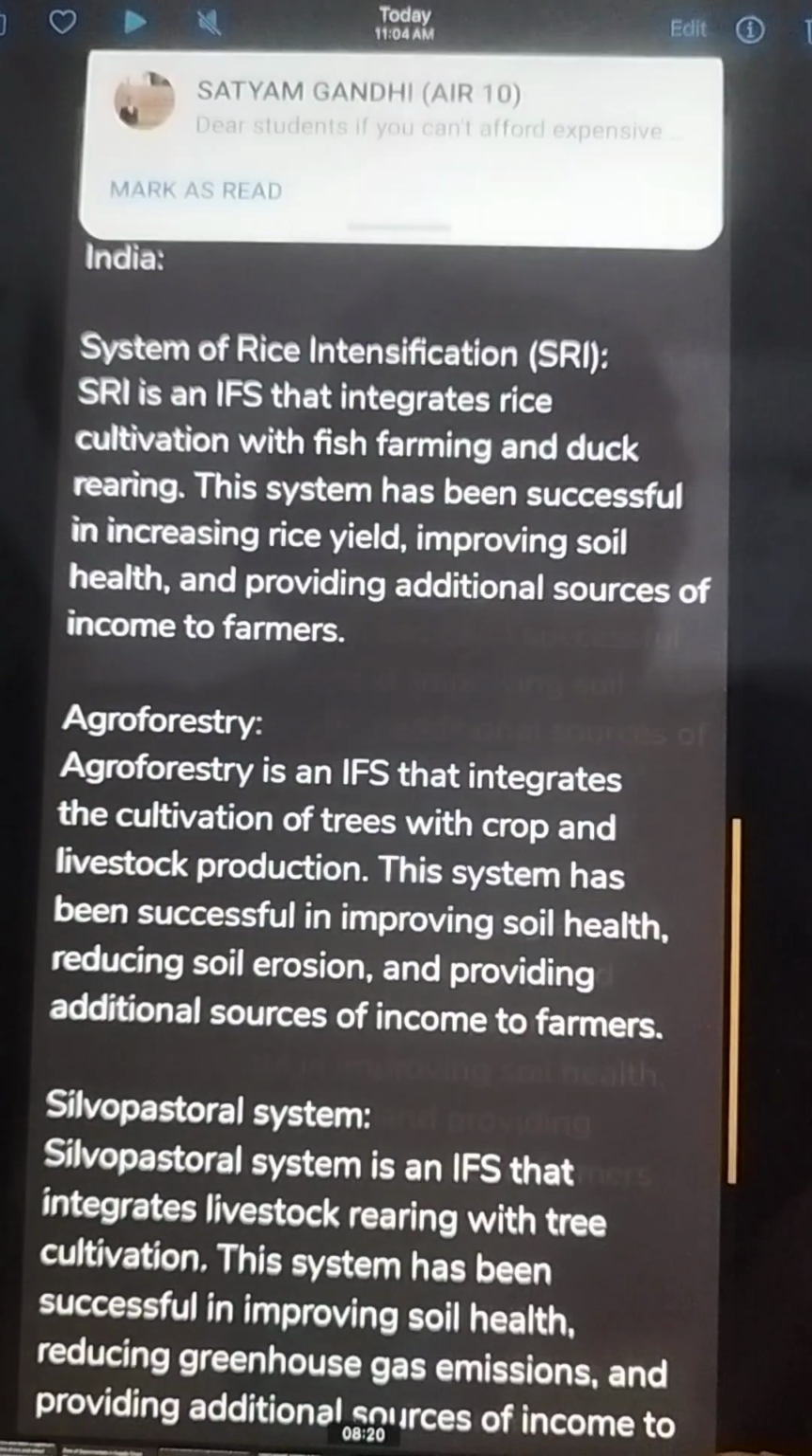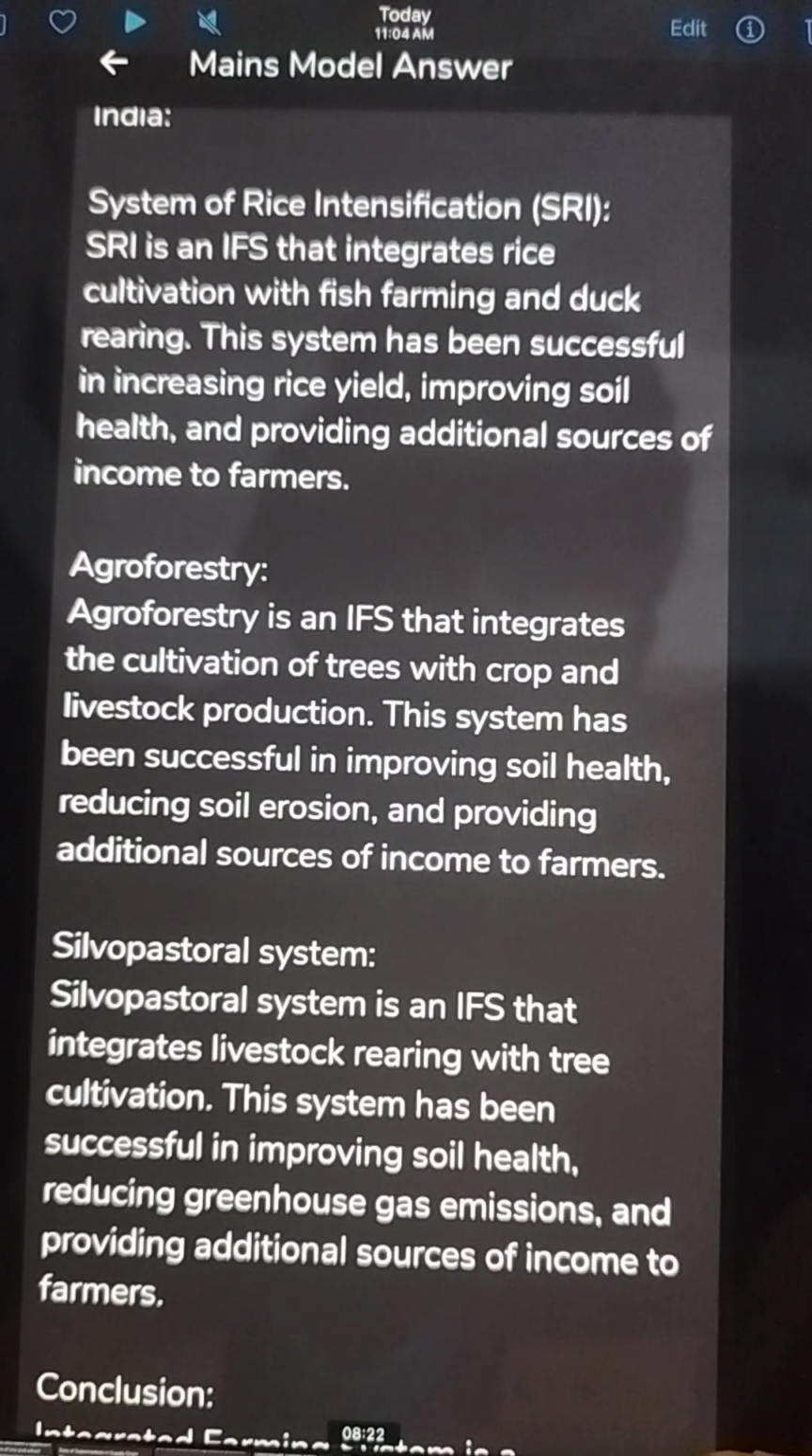Then comes agroforestry. Agroforestry is an IFS that integrates cultivation of trees with crops and livestock production. The system has been successful in improving the soil health, reducing soil erosions, and providing additional sources of incomes to the farmers.